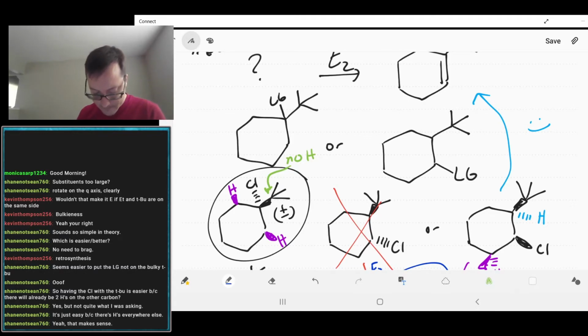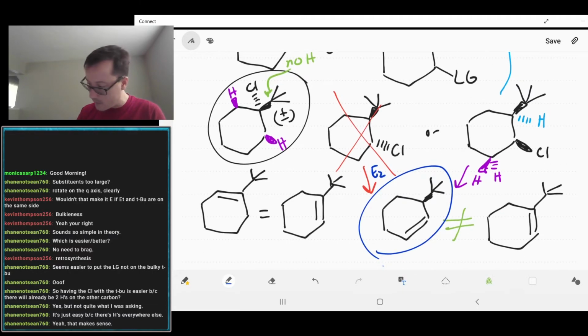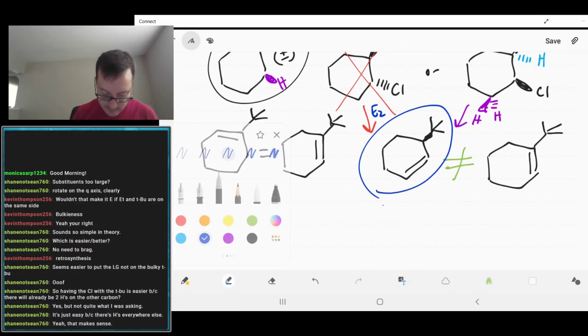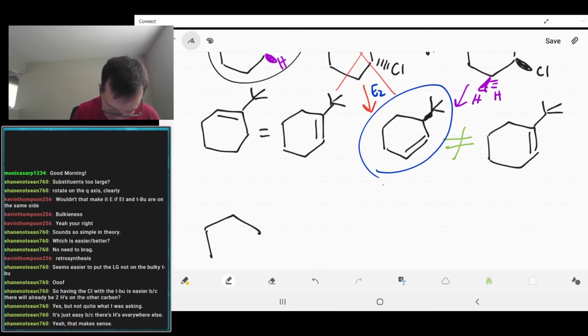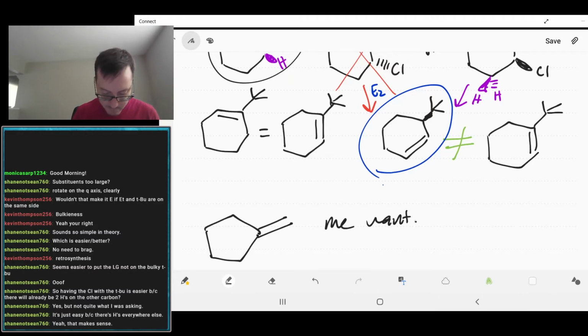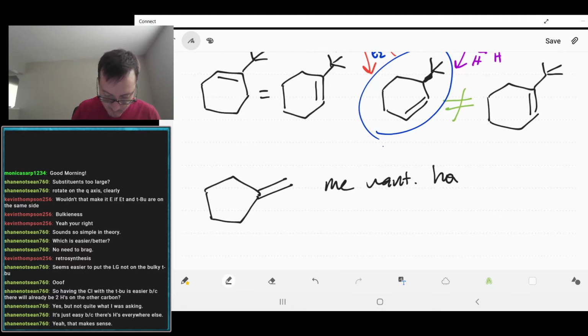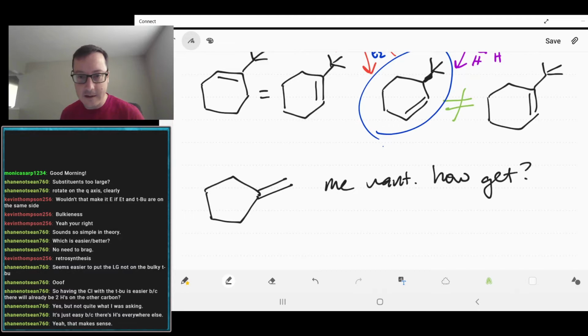Let's do another one. We'll see if we can't get this to work a little better. Let's say I want this thing. We get it using E2. Apparently, I'm going into Neanderthal speech, but OChem does that to us, doesn't it?